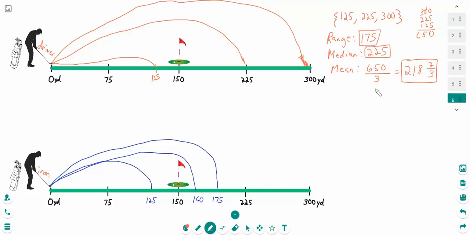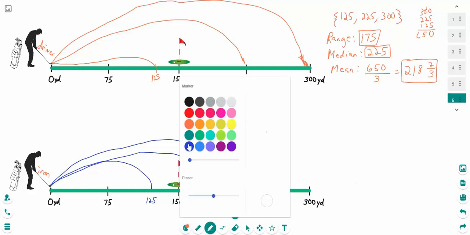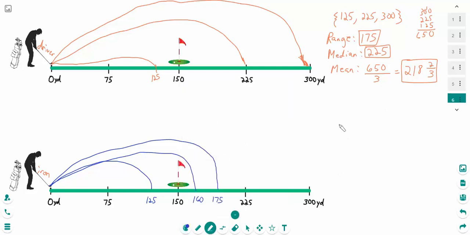Okay, so that's our data for this. Let's move on and look at the data for the irons. So the irons, we have a data set that is ranging from 125 to 160 and to 175. There we go. There's our data set. What's the range on that data set? Well, what's 175 minus 125? It's just a 50, right? And then what do we have for our median?